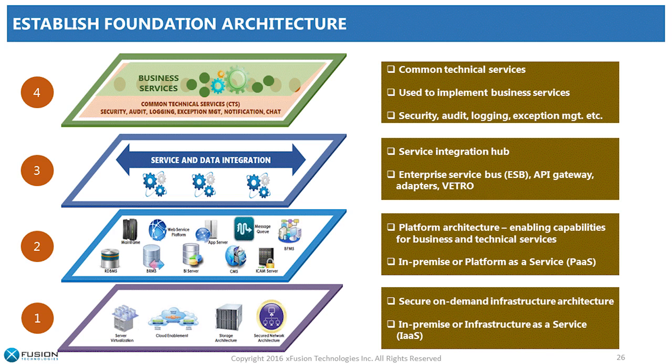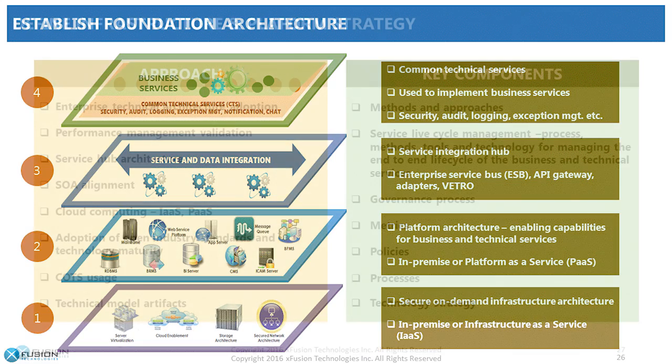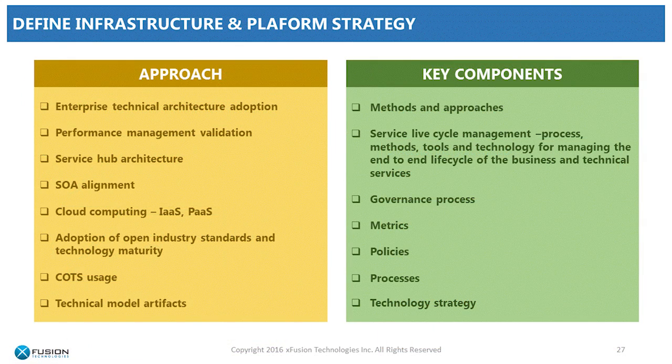So, defining the infrastructure and the platform strategy: some of the approaches that we talk about are enterprise technical architecture adoption, service-oriented architecture alignment, service hub architecture, performance management and validation, adoption of open industry standards, and cost usage. Those are some of the standard approaches that you can take while you are defining your infrastructure strategy.